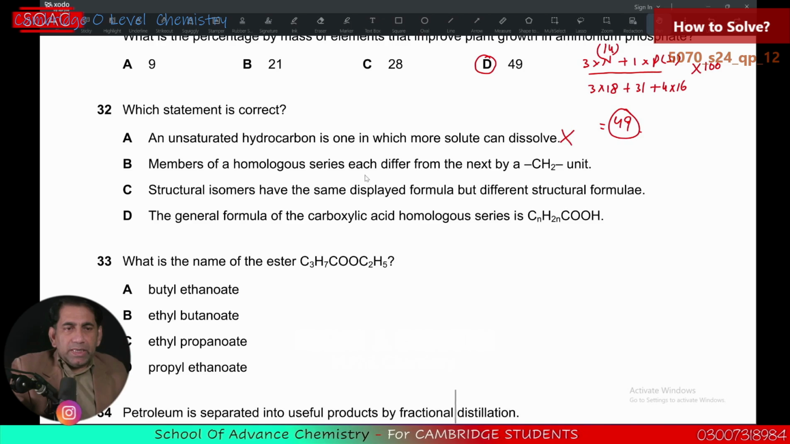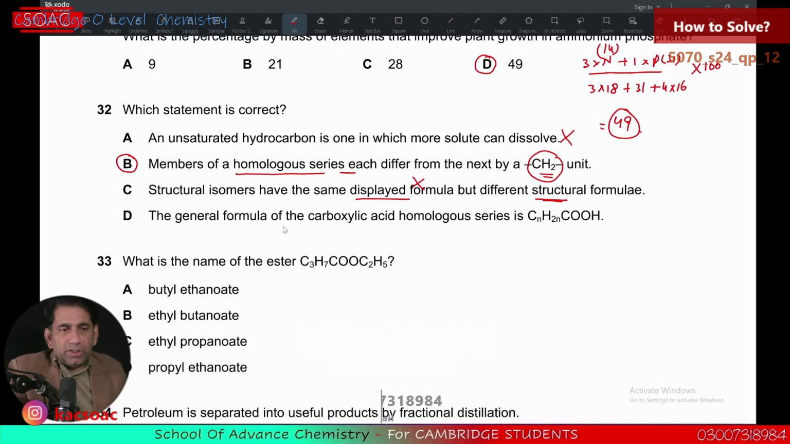B. Members of the homologous series each differ by the next CH2 unit. Yes, it's true. In any homologous series, each member differs by a CH2 unit from its adjacent member. So B is the correct option. However, let me check the C and D. Structural isomers have the same displayed formula but different structural formula. No, displayed and structural are one and the same thing, so it's incorrect. The general formula of the carboxylic acid homologous series is CnH2nCOOH. No, here it is CnH2n+1COOH for the exact formula of the carboxylic acid homologous series. So it is confirmed that B is the correct option.